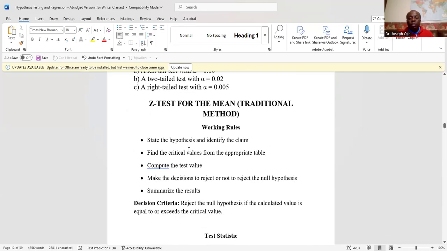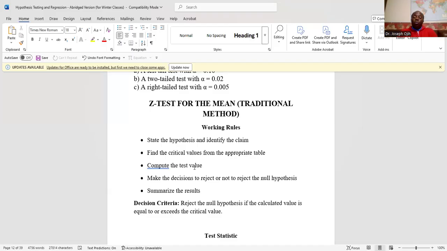The process is similar. For the p-value method, we use the p-value as the criterion for making the final decision. But for the traditional method, we use the critical value for making the final decision. So the process is: state the hypothesis and identify the claim. I showed you how to state the hypothesis. Find the critical values from the appropriate table, compute the test value. Then when you finish computing the test value, compare it to the critical value or to the p-value.